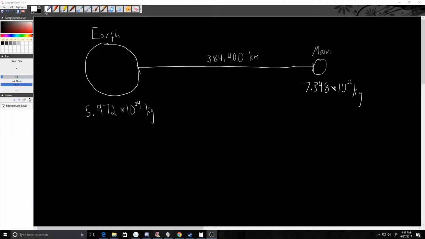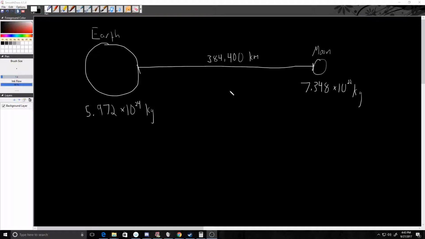Pretty close to Earth, we have the Moon. It has a mass of 7.348 times 10 to the 22nd kilograms. That's also pretty big. This is way bigger than anything we've worked with so far this year. The distance from the Earth to the Moon, on average, is about 384,400 kilometers. There are times in the Moon's orbit where it does get closer, and there's times when it gets farther away.